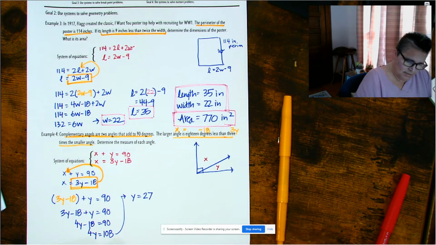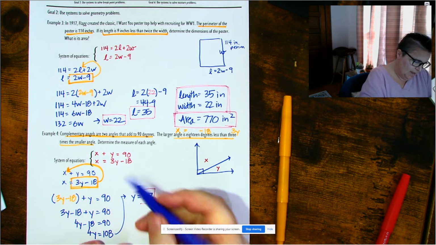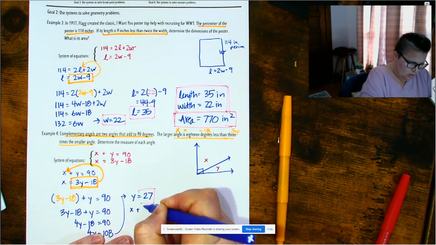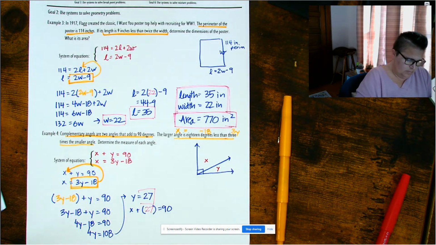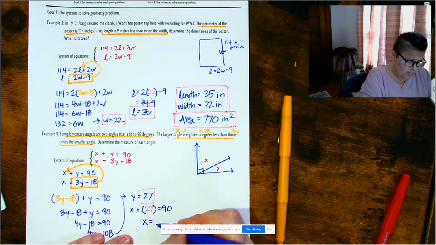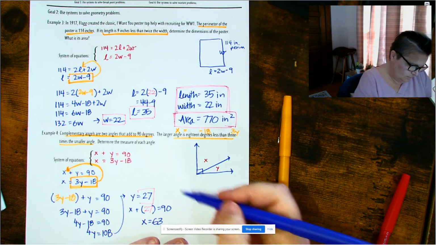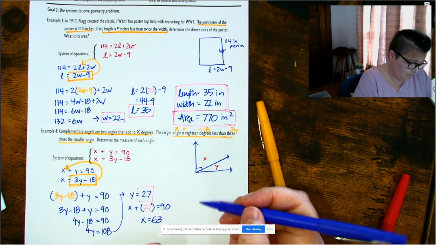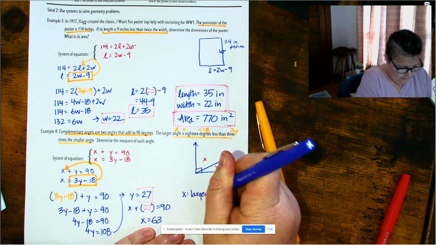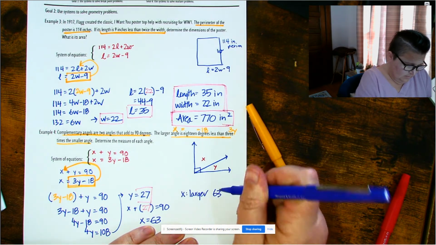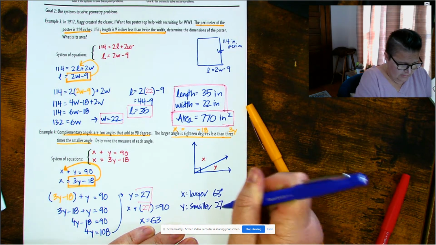Since I now know that the value of y is 27, I can put that into x plus 27 is equal to 90. So subtracting 27 from both sides, I get that x is 63. So the question was to determine the measure of each angle. So x, which was the larger angle, is 63 degrees. Y, which was the smaller angle, is 27 degrees.